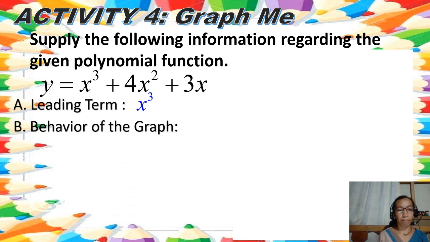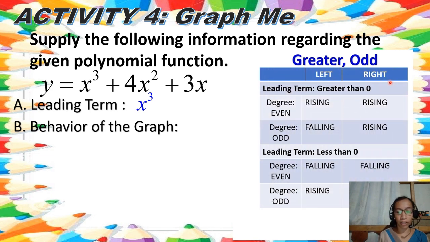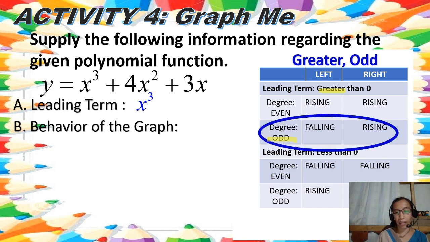So, we have to first find the leading term, and the leading term is x cubed. Then, find the behavior of the graph. To find the behavior of the graph, we will consider the leading term and the degree. So our leading term here is positive or greater, and the degree is 3, which is an odd number. So greater, odd, we will be looking in our table. So it means that the behavior of the graph is falling to the left and rising to the right.